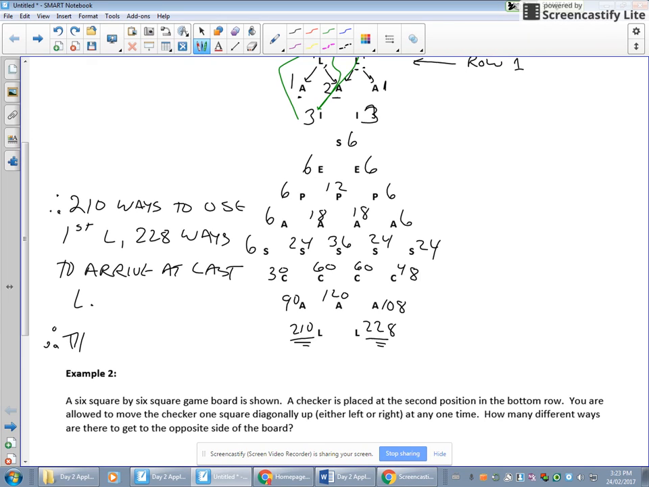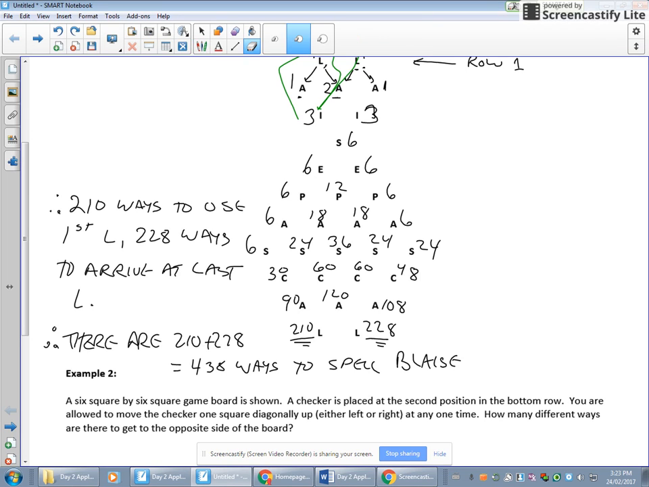Therefore, there are 210 plus 228, which is 438 ways to spell Blaise Pascal with the given array.